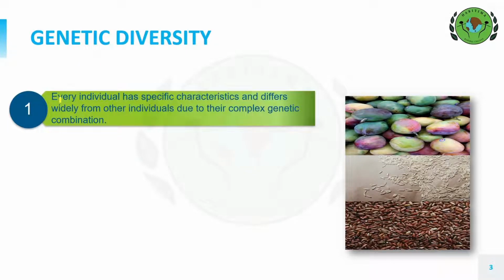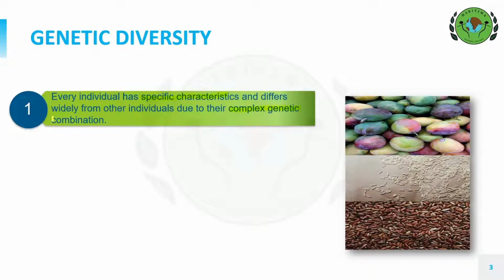All individuals of a species are different. For example, all humans come under the same species, that is Homo sapiens, but we know and see that each and every person is so different from each other. These differences arise due to genetic diversity. Every individual has specific characteristics and differs widely from one another due to complex genetic combinations.